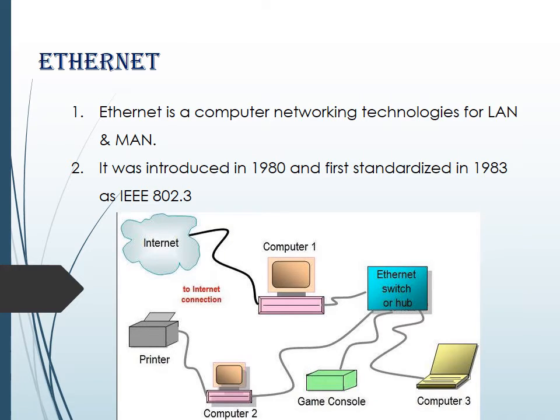Third type, Gigabit Ethernet. The Gigabit Ethernet protocol has been designed in order to operate at data rates up to 1000 Mbps or 1 Gbps. Fourth type is 10 Gigabit Ethernet. The 10 Gigabit Ethernet protocol has been designed in order to operate at data rates up to 10 Gbps.